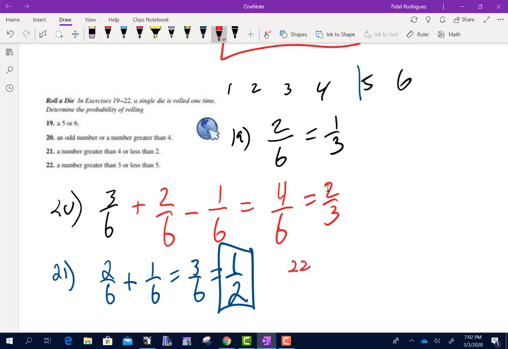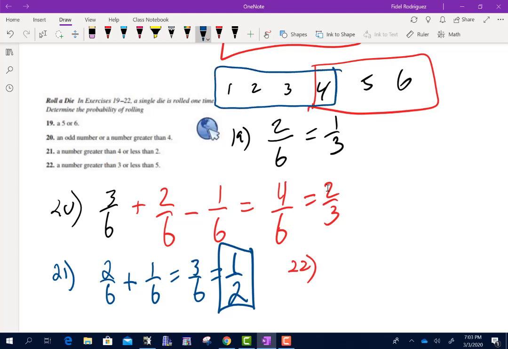And now let's try number 22. A number greater than 3. So numbers greater than 3, those are numbers greater than 3. Numbers less than 5, these are numbers less than 5. So how many numbers did we have greater than 3? 3 out of 6. Plus, how many numbers were less than 5? 4 out of 6. Minus, which one did we count twice? The number 4, that's one of them. So 3 plus 4 is 7. 7 minus 1 is 6. So 6 out of 6, same thing as 1, right?